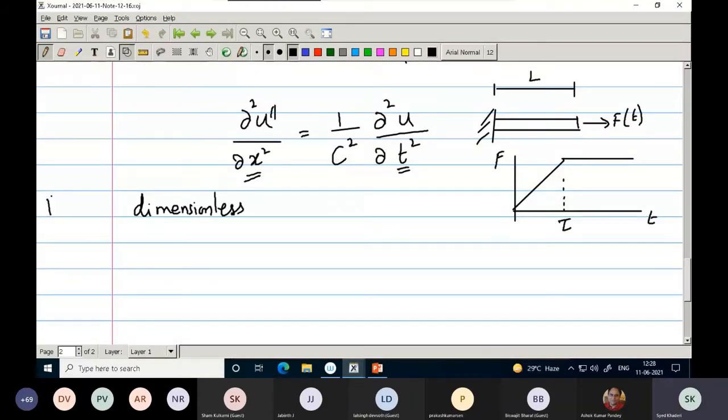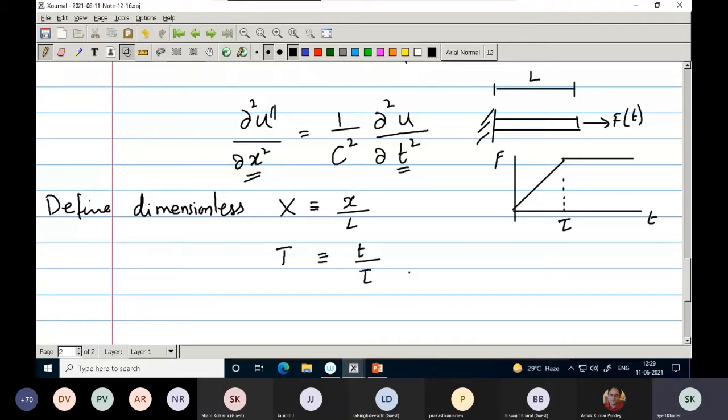We are defining dimensionless distance x and dimensionless time t. Dimensionless distance x is nothing but x by L. Similarly, I can define dimensionless time t, by definition, as t by tau.